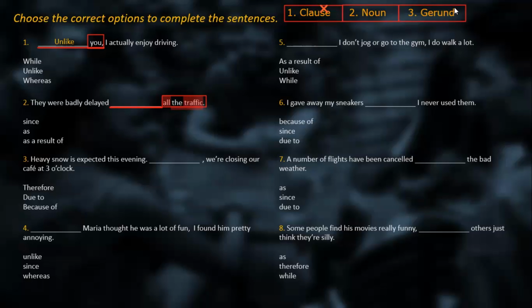Do we have -ing? No. Exactly. That means that over here we're using just a subject or a noun. Exactly. Okay. So that's the reason over here, as a result of, is the best linker.